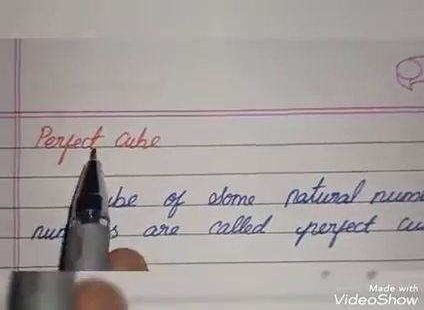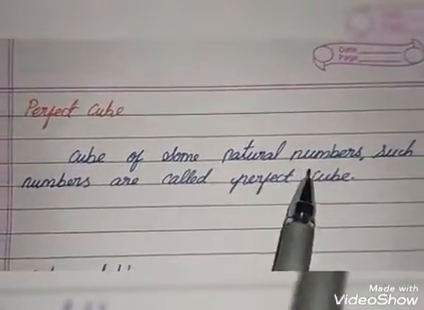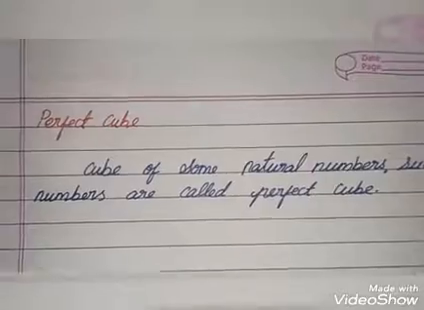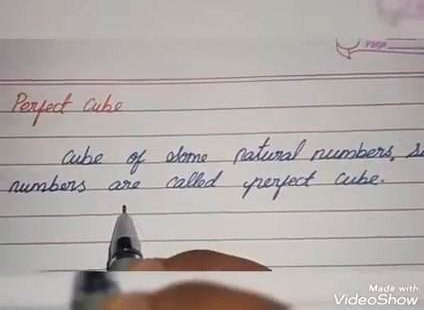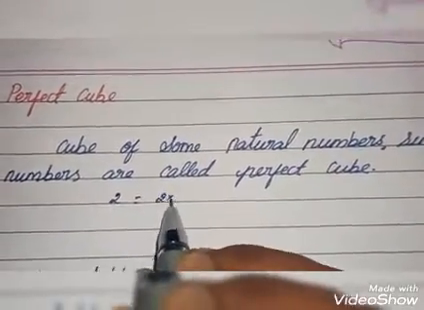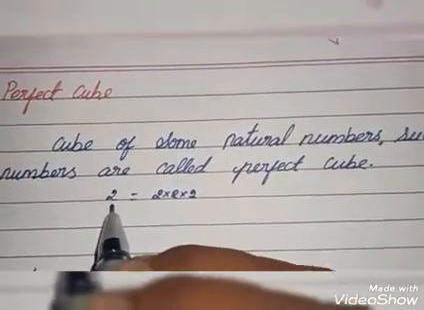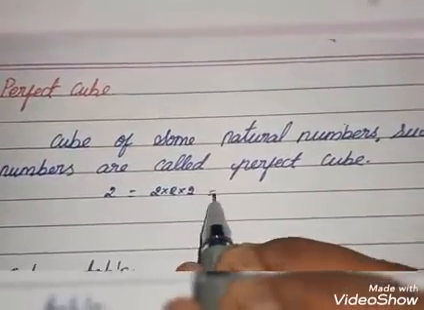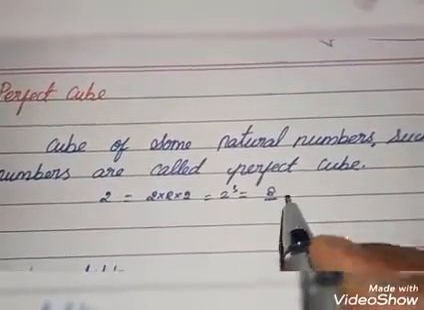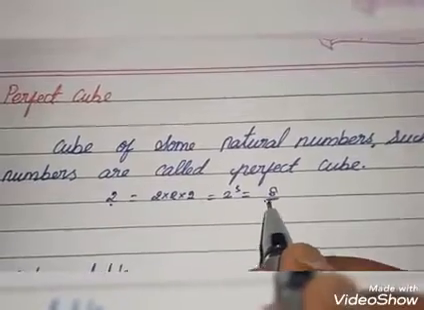Now, perfect cube. What is a perfect cube? The cube of some natural numbers; such numbers are called perfect cubes. For example, 2 is a natural number. The cube of this natural number is 2 into 2 into 2, the number multiplied 3 times, so 2 cube is equal to 8. 8 is a perfect cube of 2.